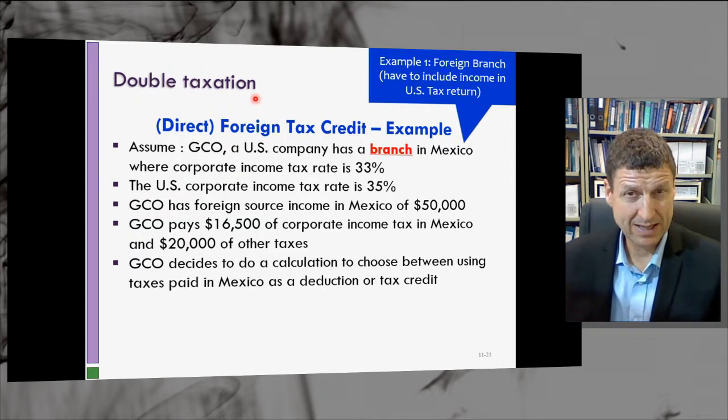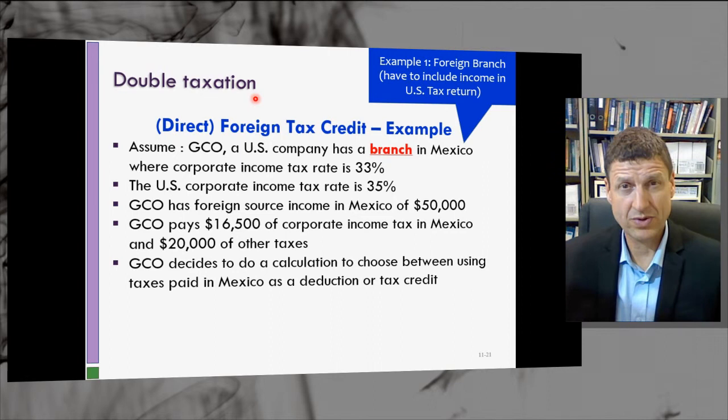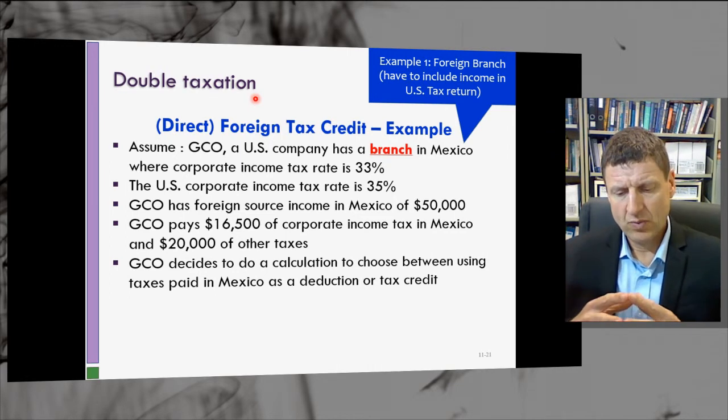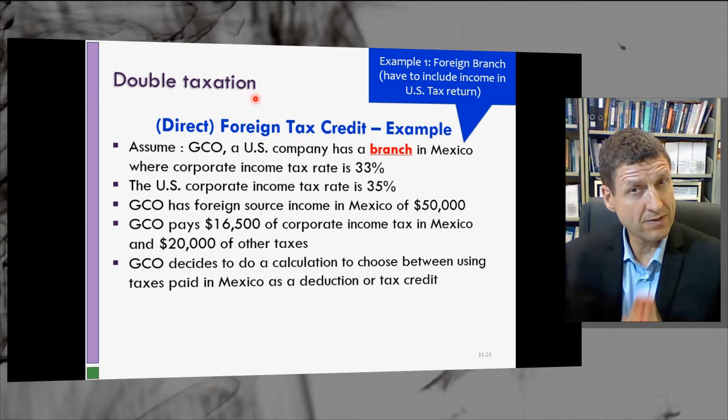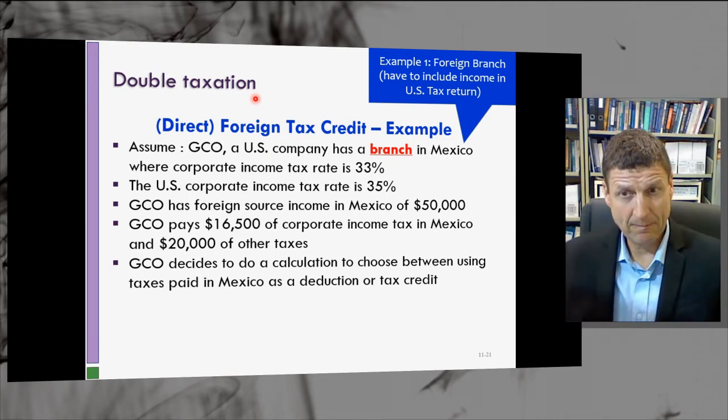Let's have a look at an example now. So we're talking about the foreign tax credit. Remember, we're talking about overseas branches of US parent companies, not overseas subsidiaries. That's why we're in the direct foreign tax credit here. So assume GCO is a US company and has a branch in Mexico where the corporate income tax rate is 33%. The US corporate tax rate is 35%.